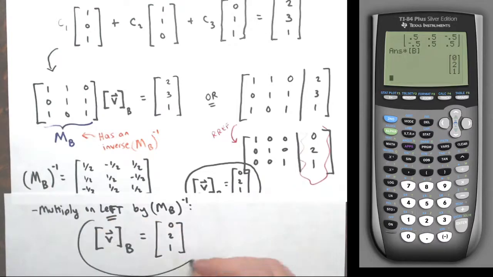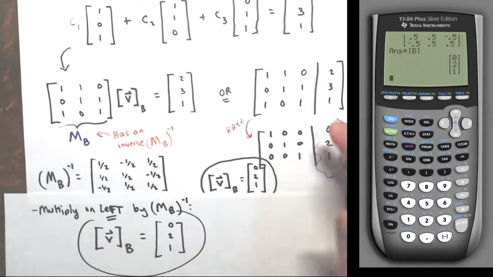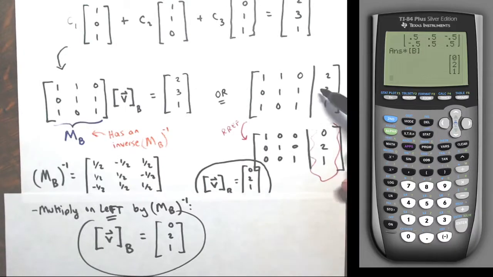And isn't this exactly what I got when I wrote the system as an augmented matrix and put it in reduced row echelon form? So it doesn't matter how you do it. You find the coordinate vector with respect to that basis B either way.